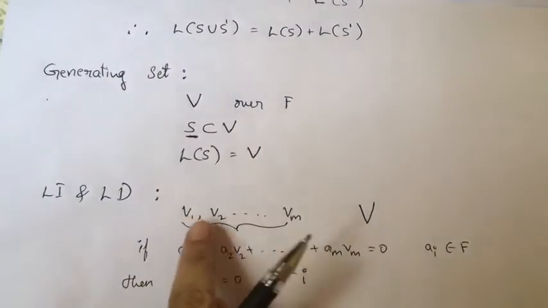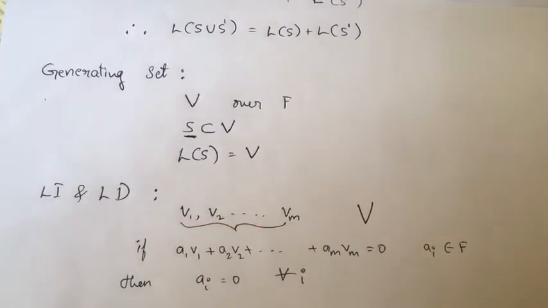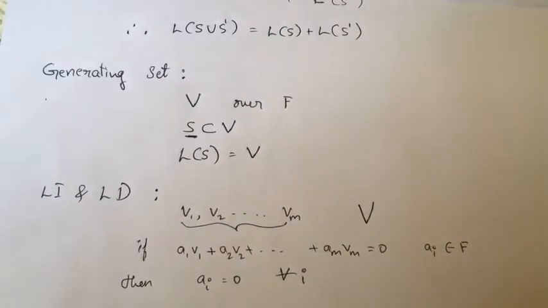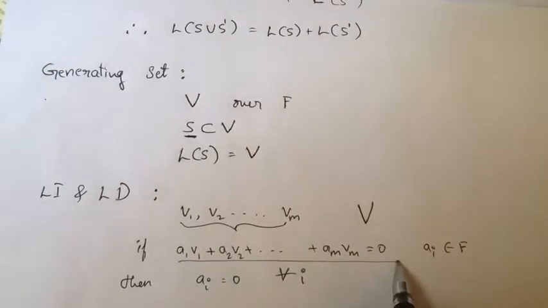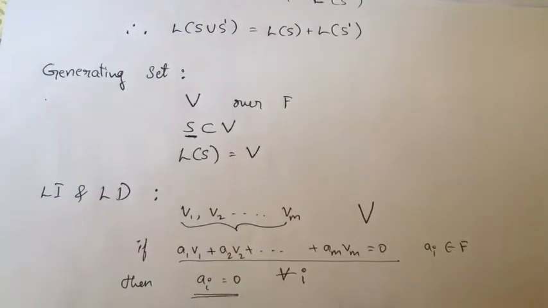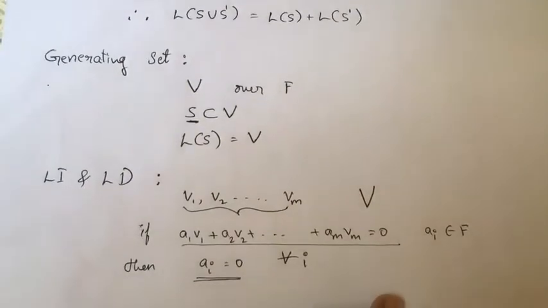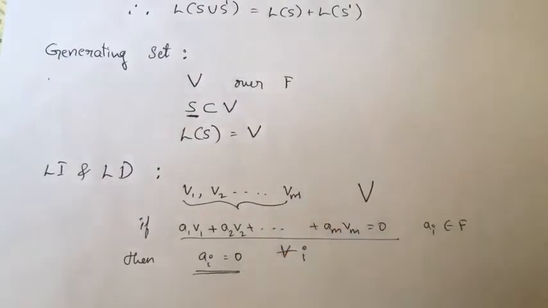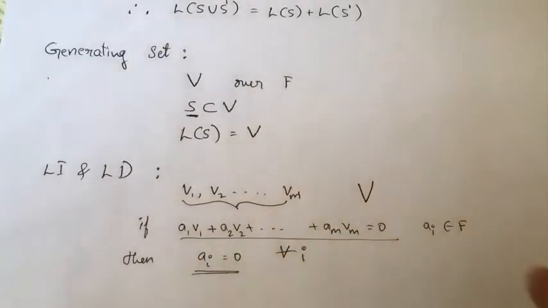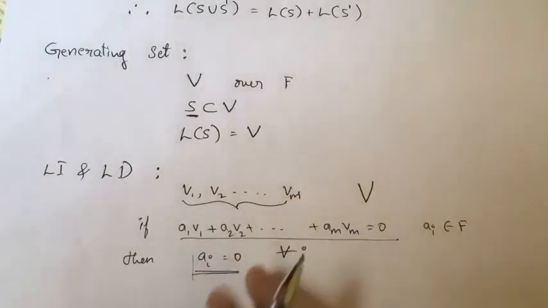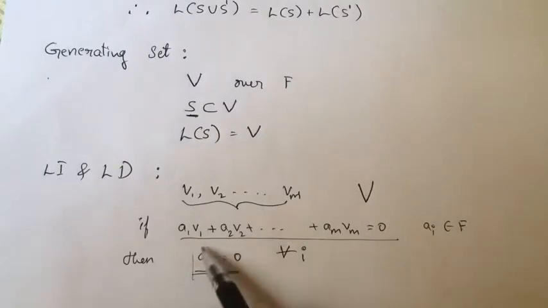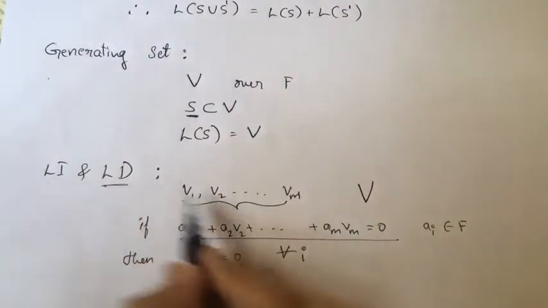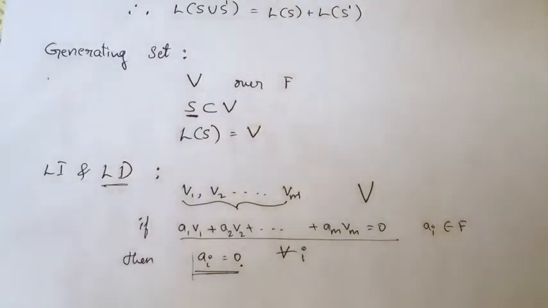A set V1, V2, up to Vm, which are elements of V, is said to be a linearly independent set if whenever this equals 0 implies all ai equal to 0, then I can say that this is a linearly independent set of vectors. If not all ai's are equal to 0, meaning there are some scalars which are not equal to 0, then I am calling the set of vectors linearly dependent.